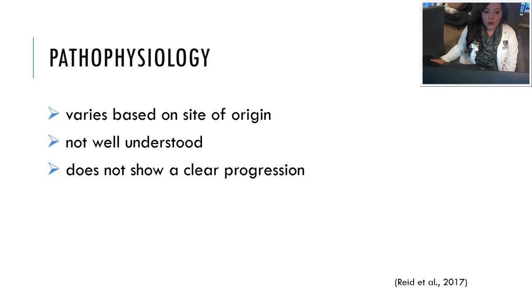There are a lot of unknowns with ovarian cancer. For example, we do not know how long ovarian cancer takes to develop because we do not detect it early. We do know that the pathophysiology varies based on the cell type and site of origin, but we do not know the details. We also know that ovarian cancer does not show a clear progression, and all of these factors make diagnosis and treatment more difficult.